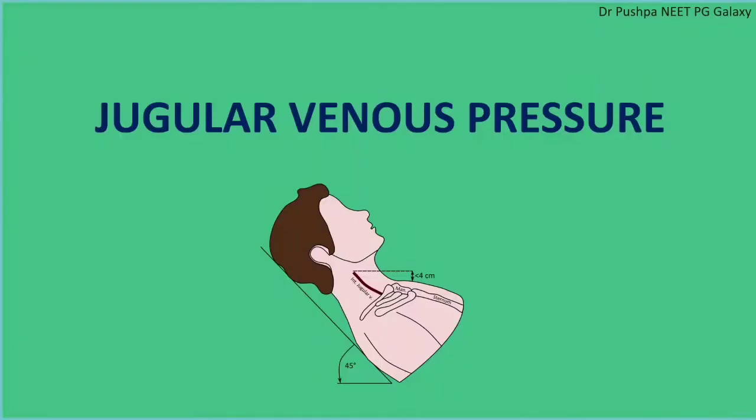Hello friends, let us discuss jugular venous pressure, that is JVP. This JVP measures the right atrial pressure changes. What is the normal value of JVP? It is 5 to 8 cm from the right atrium or 0 to 3 cm from the sternal angle.